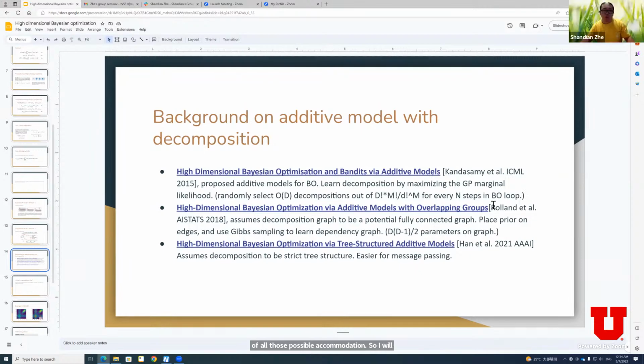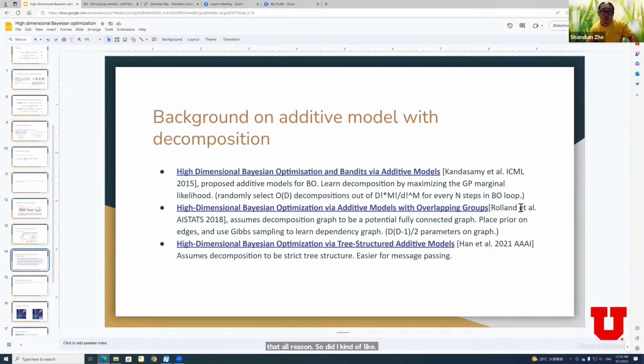So it works really well. What do you mean by randomly selecting the decomposition? So they just do it at random. It was a randomized algorithm. They're just trying to roll the dice.